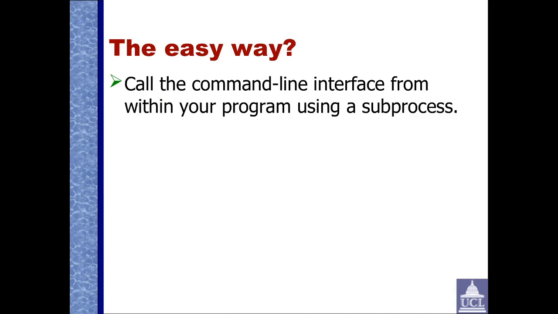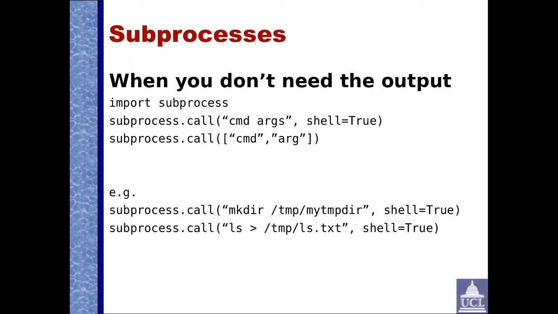What about the kind of easy way of approaching this? Well, we've seen before the idea of being able to call external programs from within Python scripts. So we could call the command line interface from within your program by using a subprocess, as we've done before. So when you don't need the output, for example, you're putting something into a database or you're creating a database table, all you need to do is import the subprocess module and use the subprocess.call to pass the command with shell equals true. So a couple of examples here, not related to a database, but making a directory, getting the output of a command and putting it into a file.